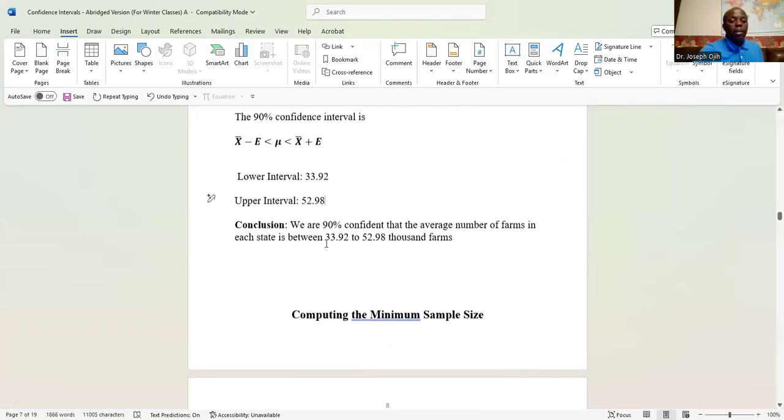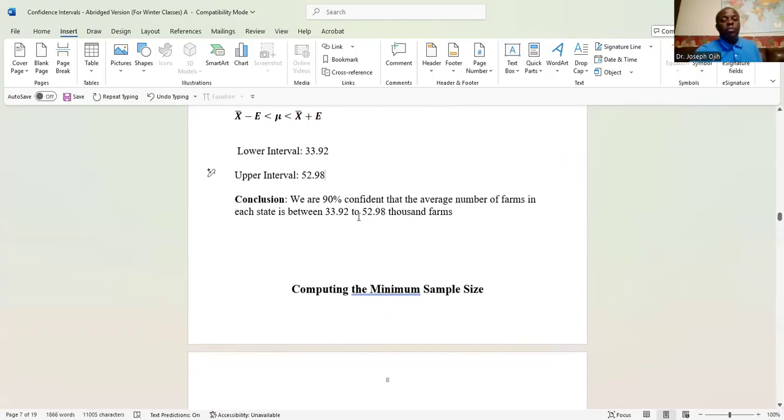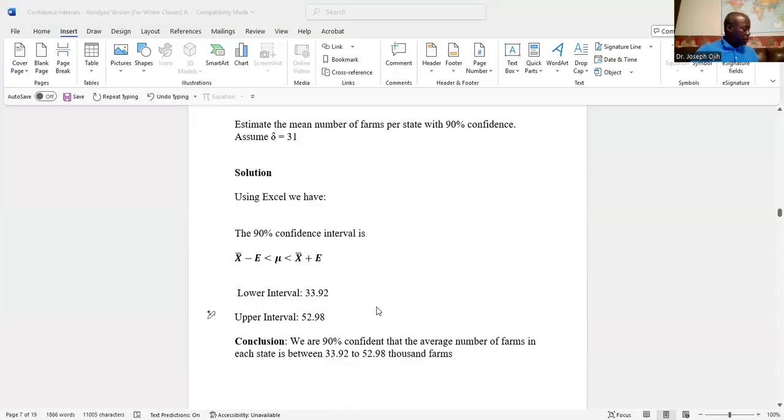So our conclusion now becomes that we can say we are 90% confident that the average number of farms in each state is between 33.92 thousand farms and 52.98 thousand farms, based on a sample of 31 states. Any questions for me on this? You can try as many of them as you want.